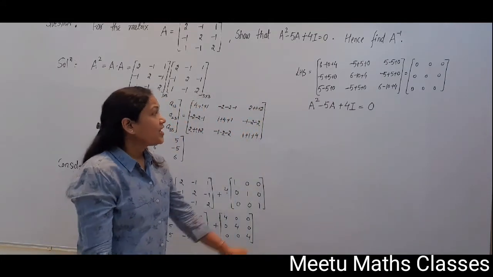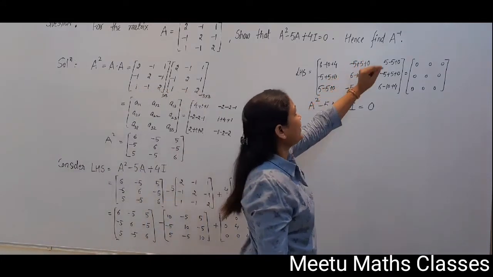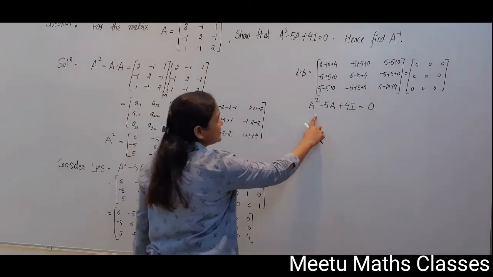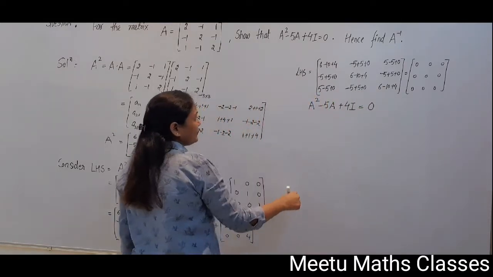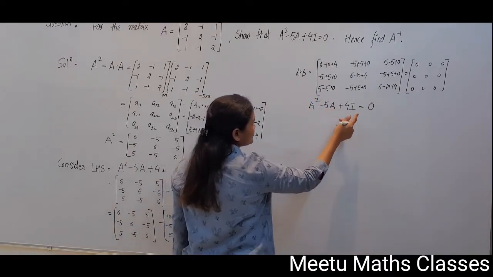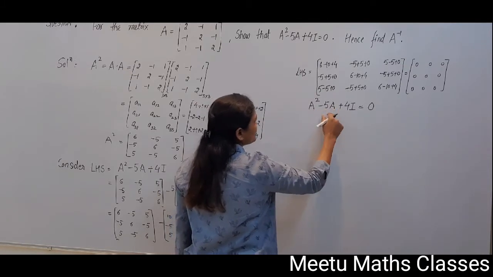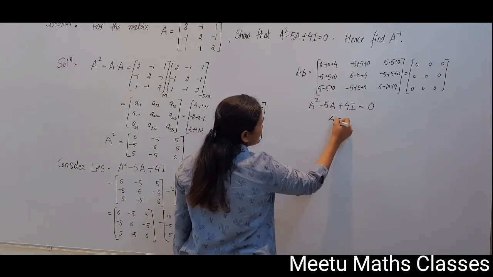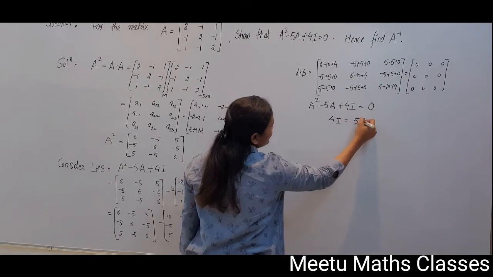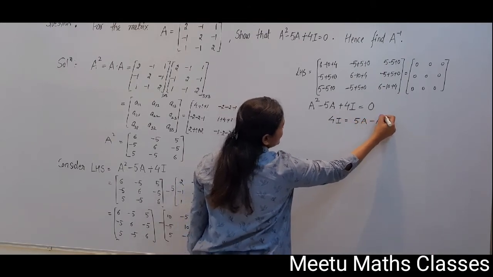Hence proved. Now you have to find A inverse using this equation. To find A inverse using this equation, we are going to shift these two elements there. So 4I will be equal to 5A minus A square.